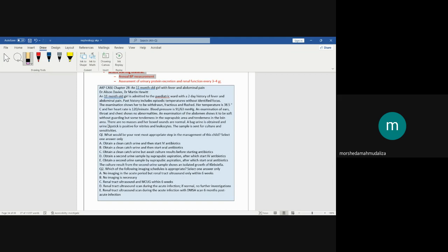A bag urine is obtained, and the urine dipstick is positive for nitrates and leukocytes. The sample is sent for culture and sensitivities. What would be the next most appropriate step in the management of this child? Here the question is, what is the next management step?